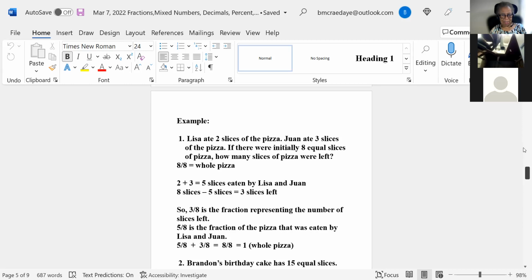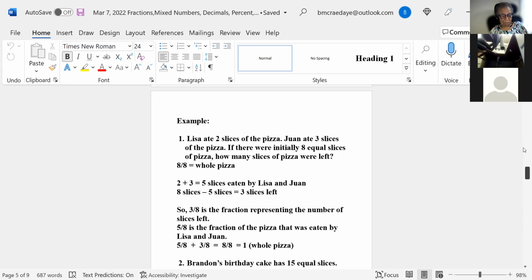Lisa ate 2. And John ate 3. That's a total of how many slices? 5. Okay. And then you have a total of 8 slices. So 5 from 8 is what? It's 3. Now, since 8 slices, your denominator is 8, right? So the number of slices left would be 3/8. 5/8 is the fraction that was eaten by Lisa and John.